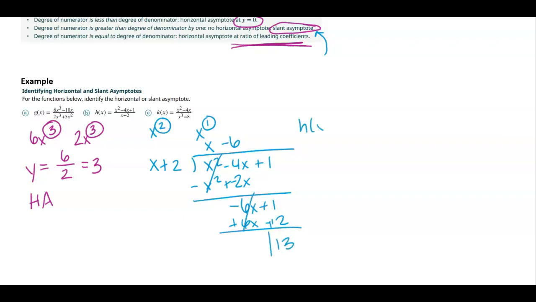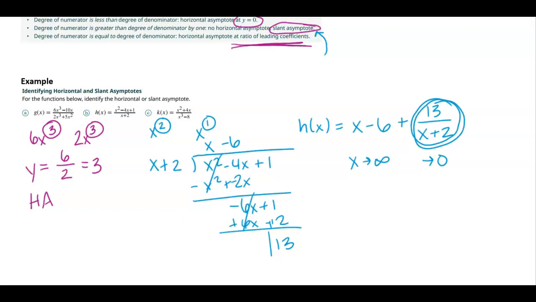I get that h of x is the same as the function x minus 6 plus 13 over x plus 2. Now, as x gets really big, this part of h of x will get really small. However, the rest of the function is going to behave like this line. So we say y equals x minus 6 is the slant asymptote of this function.